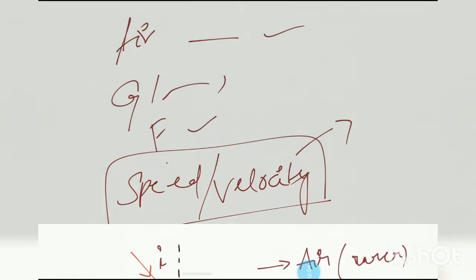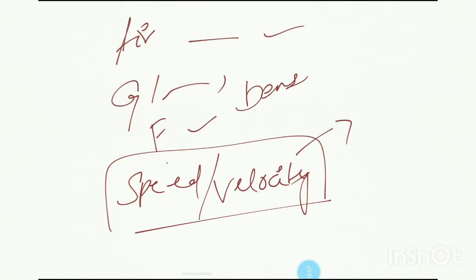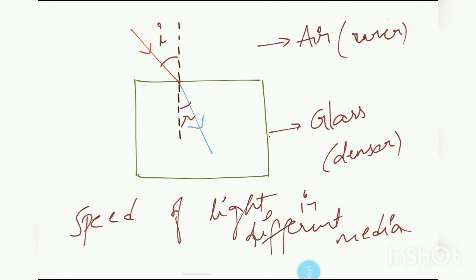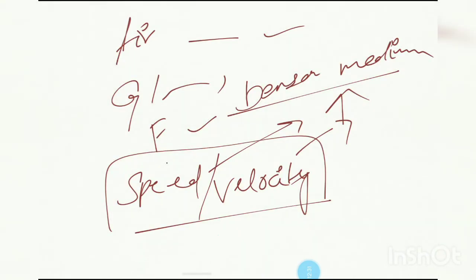Obviously, in a denser medium, the speed of light is less than that in air, because air is a rarer medium. Due to which, in the denser medium, the speed of light is less. That is why it is moving towards the normal in order to make a shortcut. So that is what you have to understand.